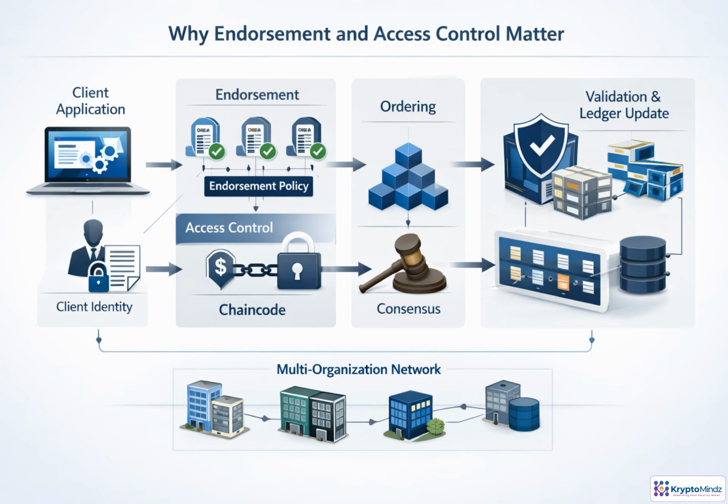A Fabric transaction is trusted because it passes through independent checks. The client identity must be allowed to call the chaincode function. Required peers then simulate the proposal and add endorsements. Ordering places transactions into sequence, but it does not decide business correctness. During validation, Fabric checks the endorsement policy before committing. This separation matters in a shared ledger because no single organization can push unauthorized or unilateral changes.